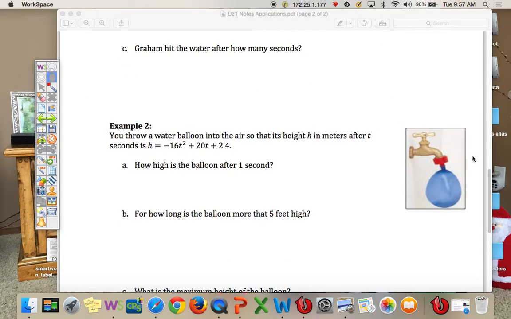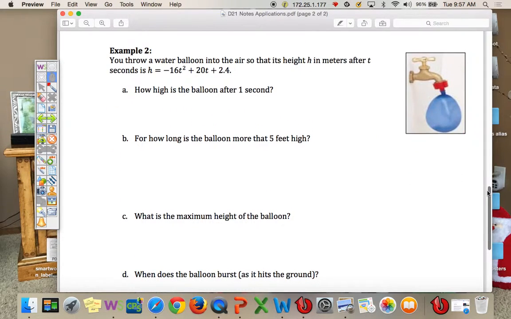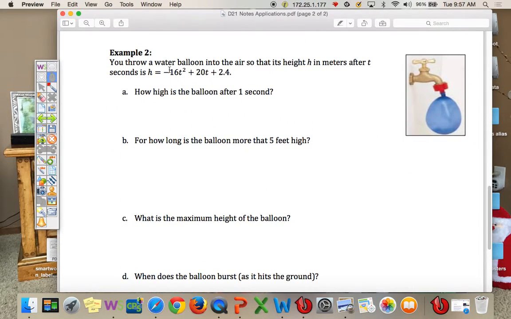All right, let's do one last example, and then there's an in-class activity, which I won't show on the podcast. You throw a water balloon into the air so that its height, h in meters after t seconds, is this function. How high is the balloon after 1 second?